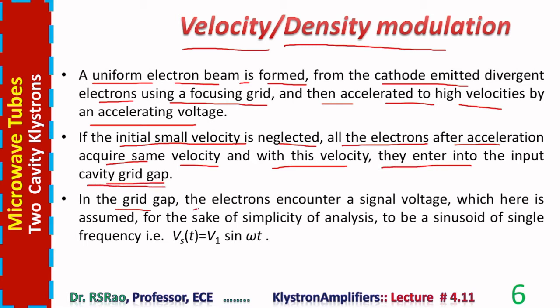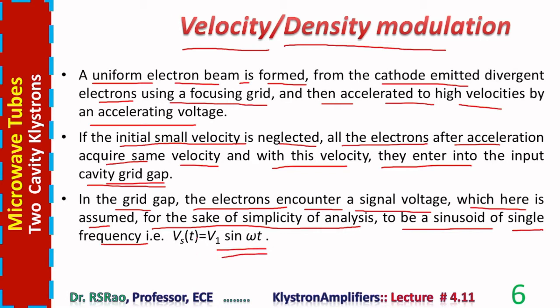In the grid gap, the electrons encounter a signal voltage, which here is assumed, for the sake of simplicity of analysis, to be a sinusoid of single frequency. Let it be V1 sin omega t. Let us designate it as VS(t) equals V1 sin omega t, a single sinusoid. Actually, a single sinusoid cannot be a signal, because signal means something capable of carrying information. A single sinusoid cannot carry information. So, a single sinusoid cannot be the signal, but we are using a single sinusoid as the input signal.